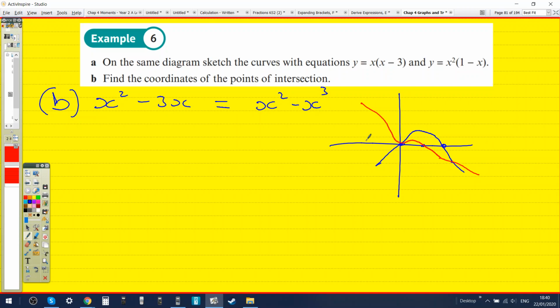So the x squareds cancel out. And then you get x cubed minus 3x. And then what? What is that equal to? I'm not sure. 0. You brought the minus. You brought this over, didn't you? Yeah, okay, yeah.